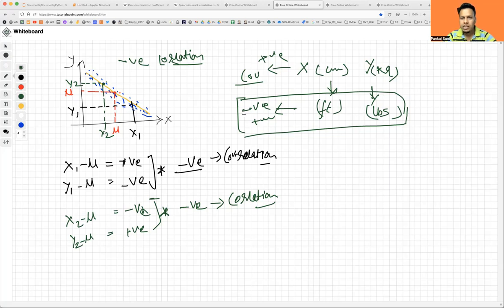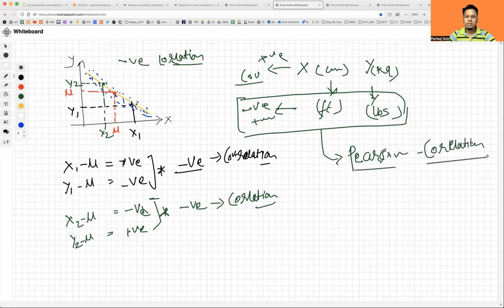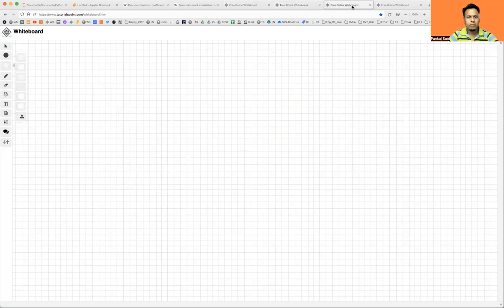Okay, so to solve this problem, we are going to use Pearson correlation. So what Pearson correlation does, let me go to another whiteboard and just talk about this.